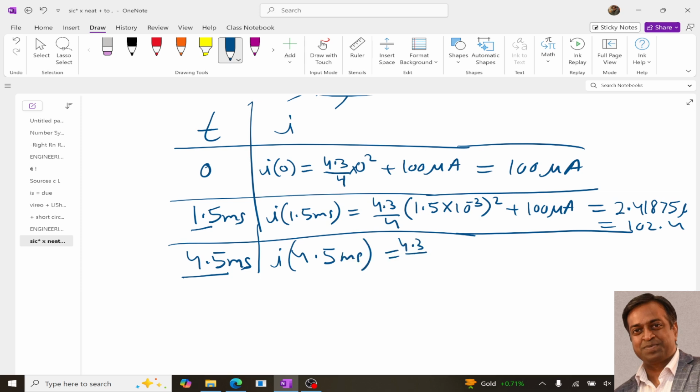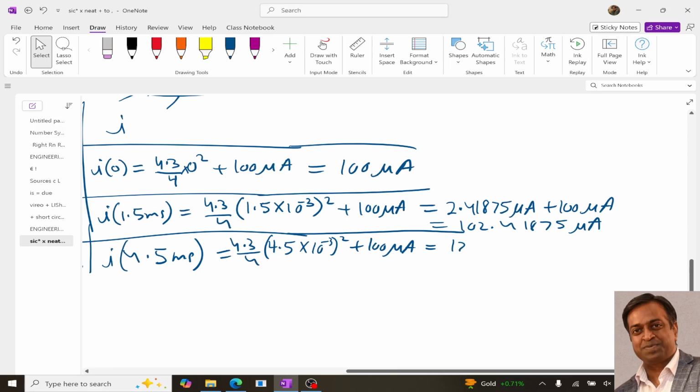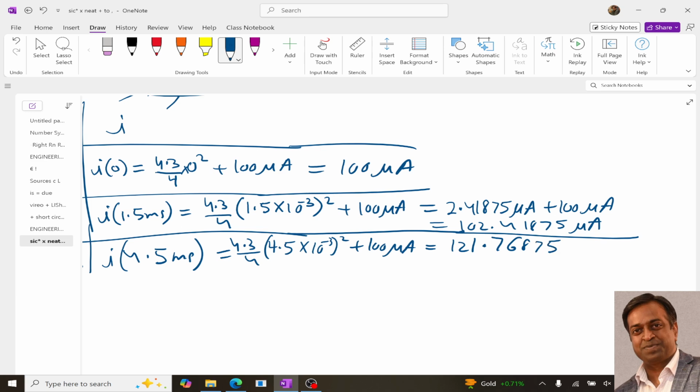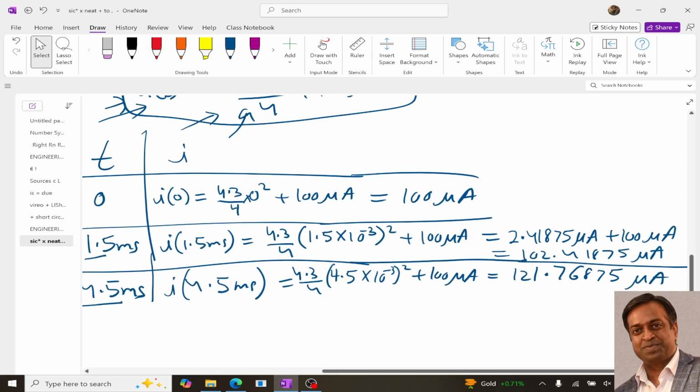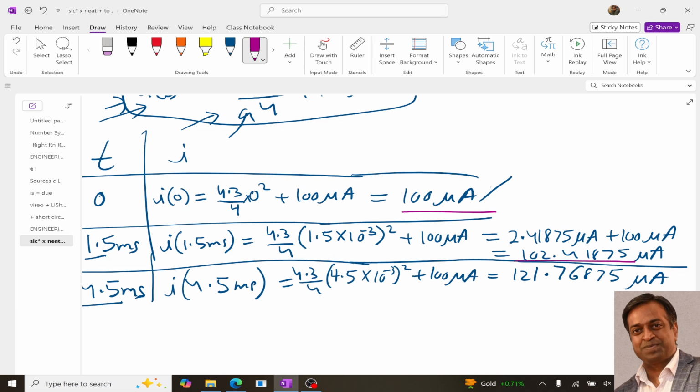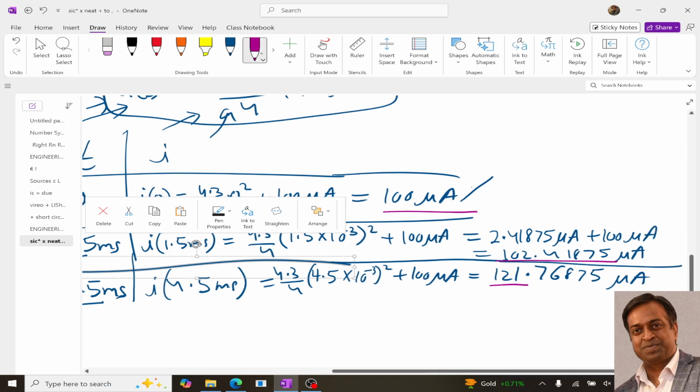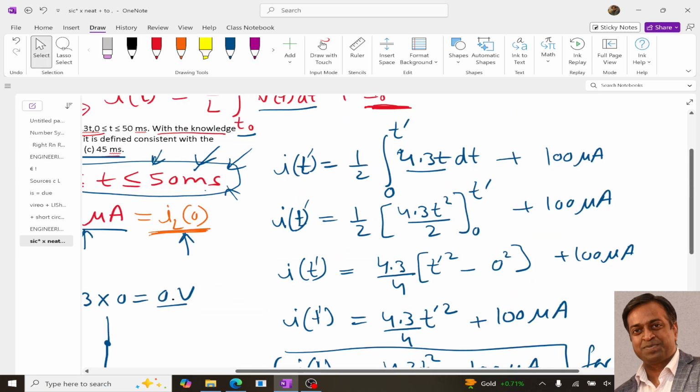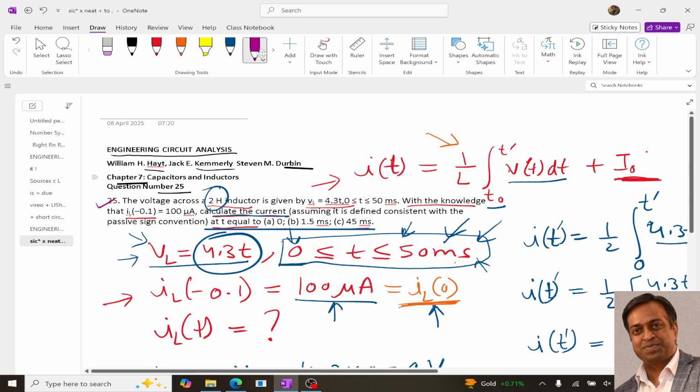Now if you substitute 4.5 milliseconds, it will be 4.3 upon 4 times (4.5 into 10 power minus 3) squared plus 100 microamperes, which equals 121.76875 microamperes. You can see that the current is increasing from 100 to 102, then to 121. So these are the answers to question number 25 of chapter 7 of this book.